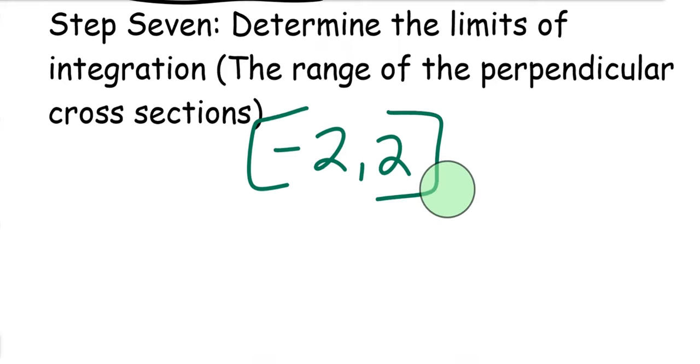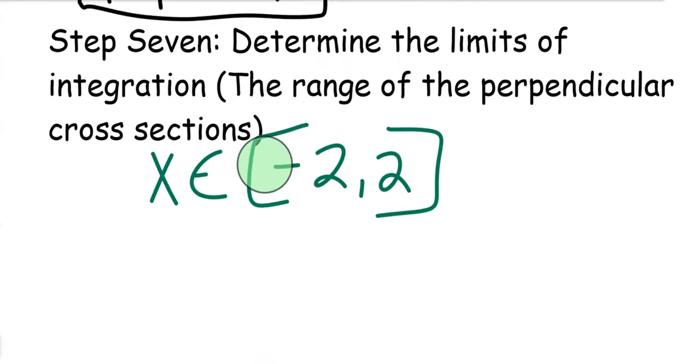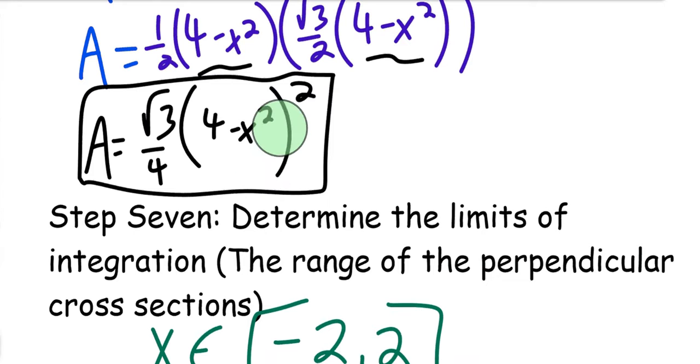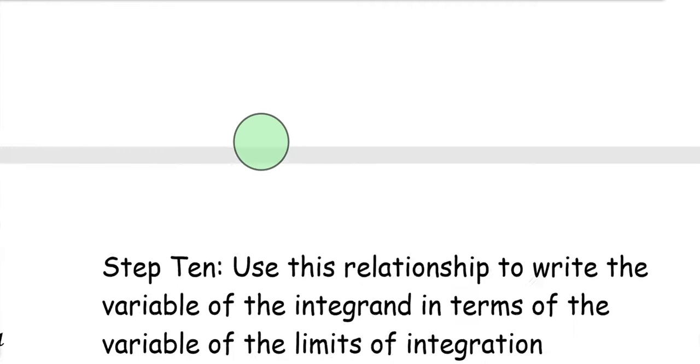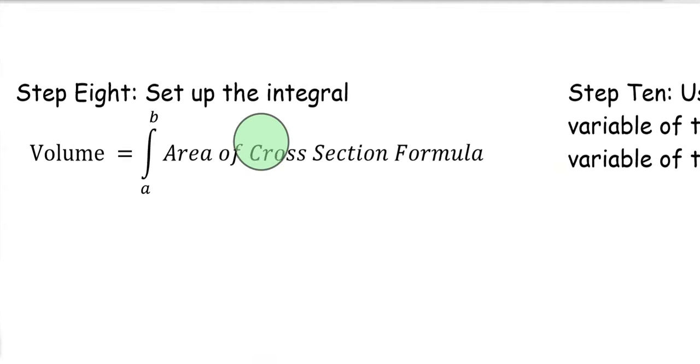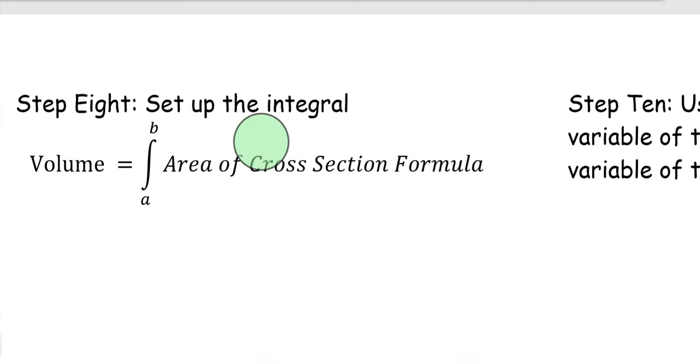If you want to, you can make sure that you write it in terms of x, so x is within that range. Now, this is important because if your range is in terms of x, then your area formula has to be in terms of x. Unfortunately, it already is. Sometimes it's not, and you have to kind of switch that around. So if this were y, you basically have to go back to the original formula to convert it so that it's in terms of x.